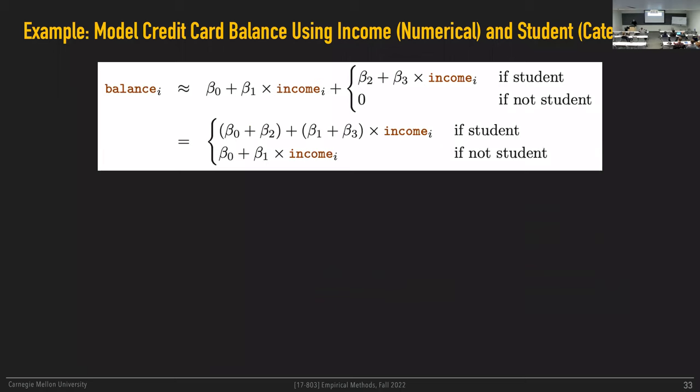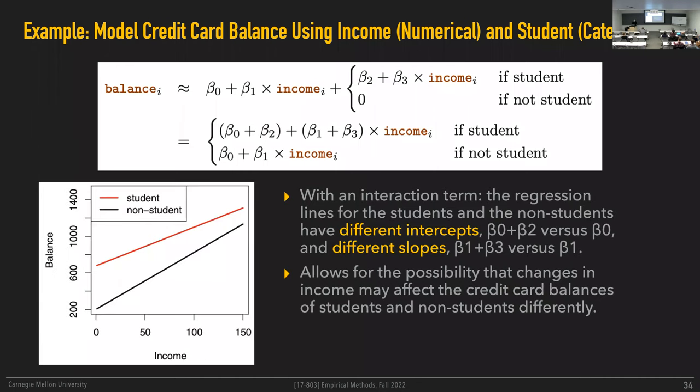Okay. So now let's add a proper interaction term here. Same equation, but here I vary this effect of being a student or not with income. With this interaction term, you could see that the two regression lines have not only different intercepts, which we had already, but also different slopes. This allows for the possibility that changes in income may affect the credit card balances of students and non-students differently.